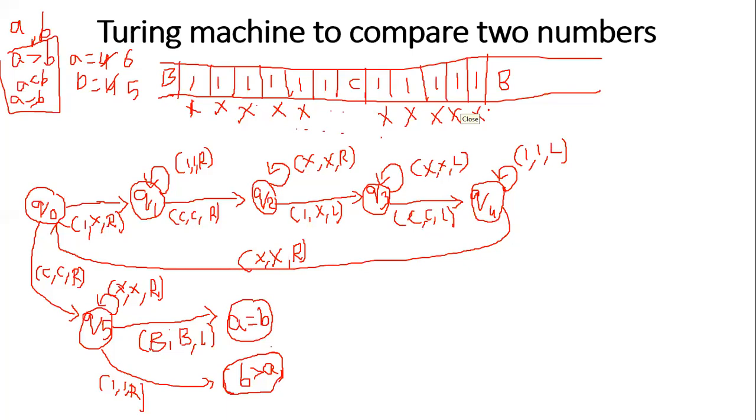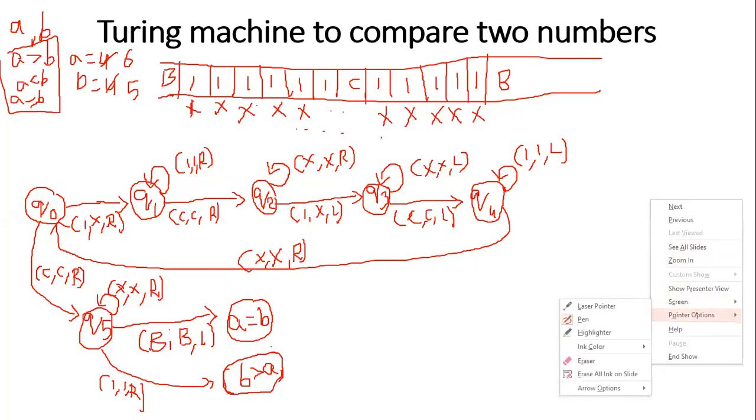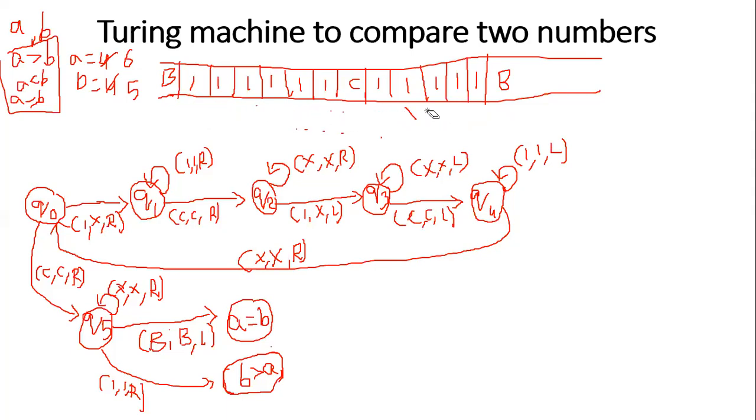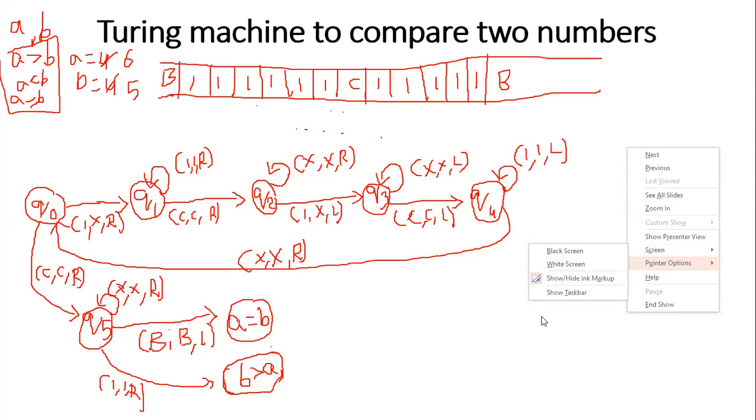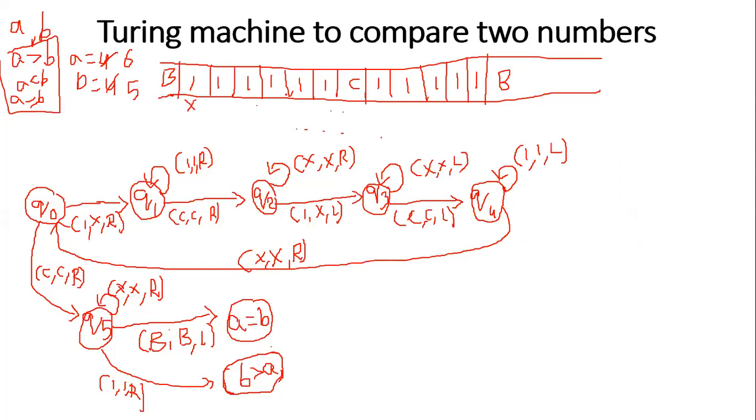That is not the exact case. You cannot say that if there is no C immediately after X, then A is greater than B. It is not the case, because every time you will get, see, in the first case also there is no X before C. In the second case also there is no X before C. In the third case also there is no X before C. So every time you move from left to right and right to left, there will not be X before C. So that is not the right one.